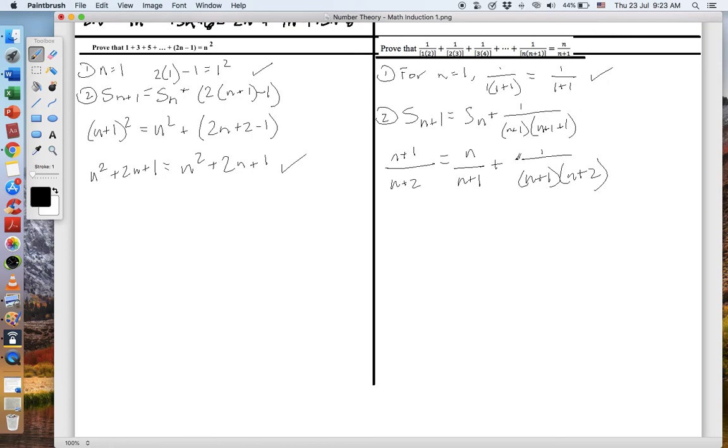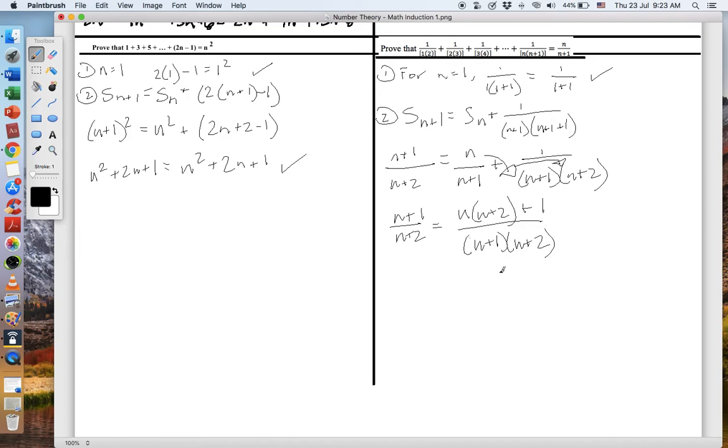And then we're going to get a common denominator. We're going to multiply that first numerator by the second part of that second denominator, so we get n plus 1 over n plus 2 is equal to n times n plus 2, and then that's plus 1 because this fraction already has both parts of our common denominator, which is n plus 1 times n plus 2. Right, we're getting there.